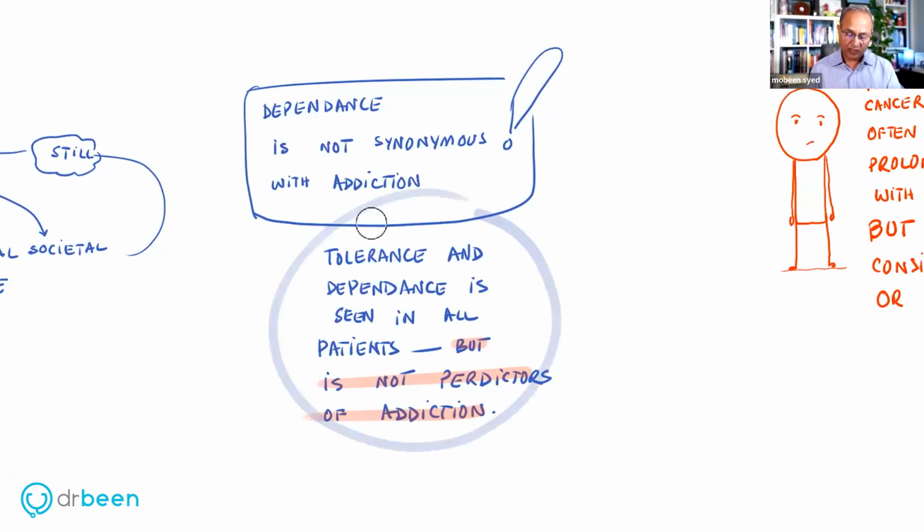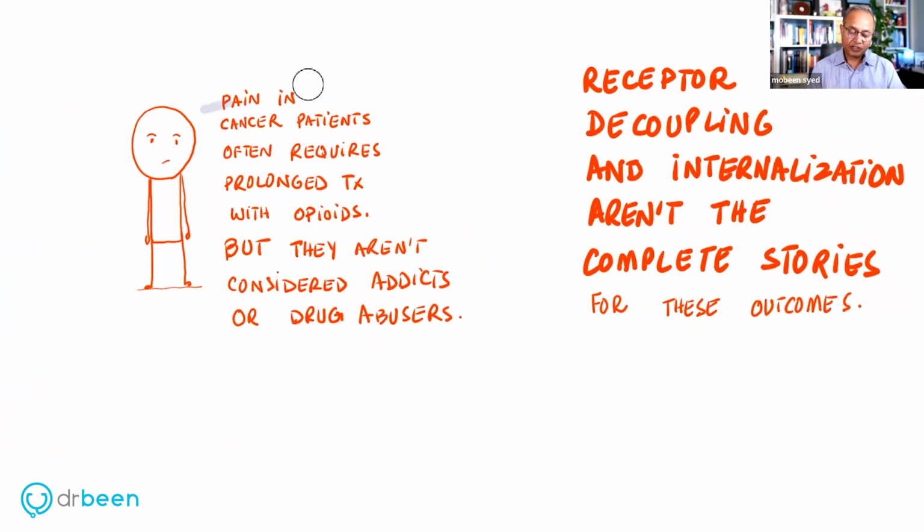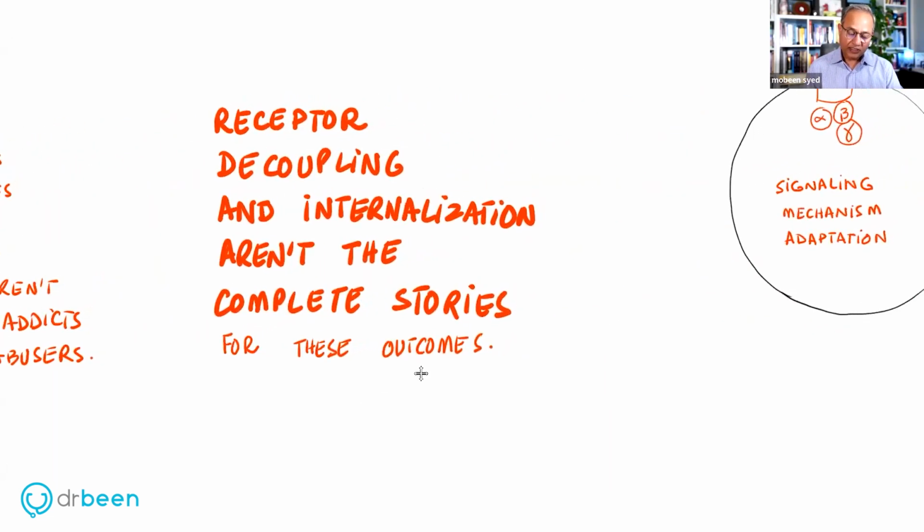This is not my statement. I am reading it directly from the book. For example, pain in a cancer patient often requires prolonged treatment with opioids, but they aren't considered addicts or drug abusers. This is also from the book. I wanted to make sure that we hear what the book writes, so that we are clear that dependence, because of the need for pain management, is dependence, not addiction. It is neither a predictor of addiction, nor by definition are these patients considered addicts or drug abusers. And I'll go into more detail in a little bit.